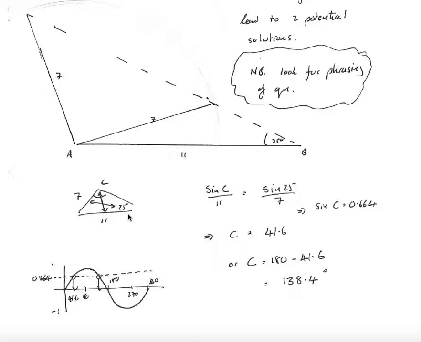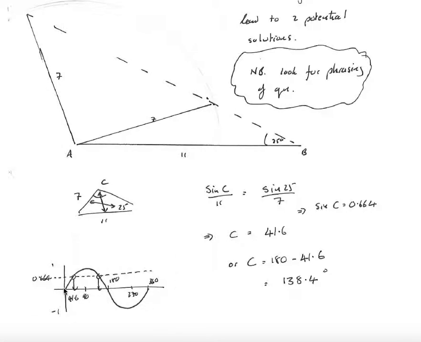Okay. So I do the sine rule on this diagram, and I find that sine C is 0.664, which gives me C is 41.6 degrees from my calculator, which is telling me this solution up here, this is 41.6 degrees.